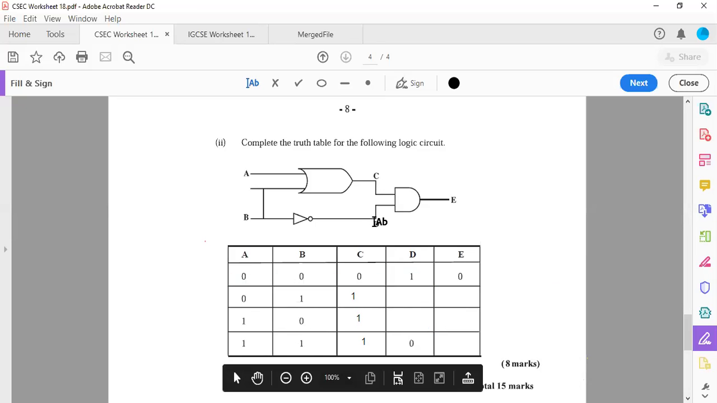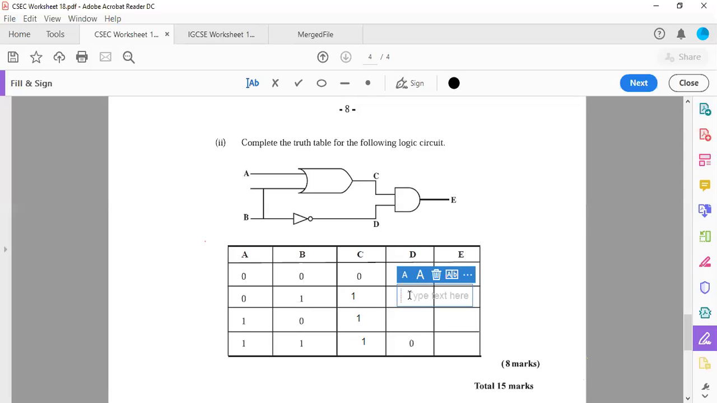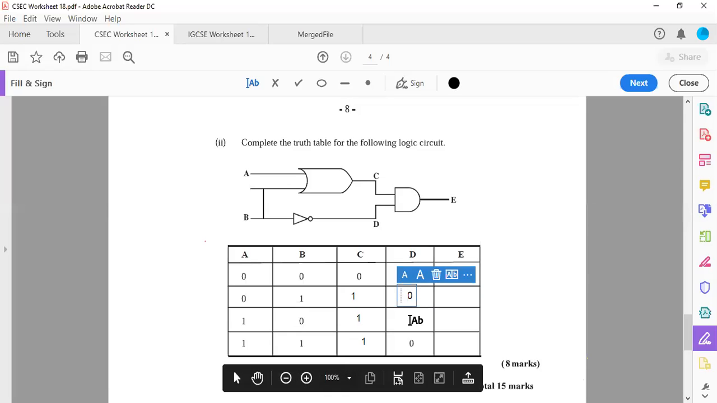So as for C, let's go for D now. D is what? A NOT of B. So it's basically the opposite of B. For B, B is 1, so it becomes 0 now. B is 0, so it becomes a 1, and B is 1, so it again is 0.